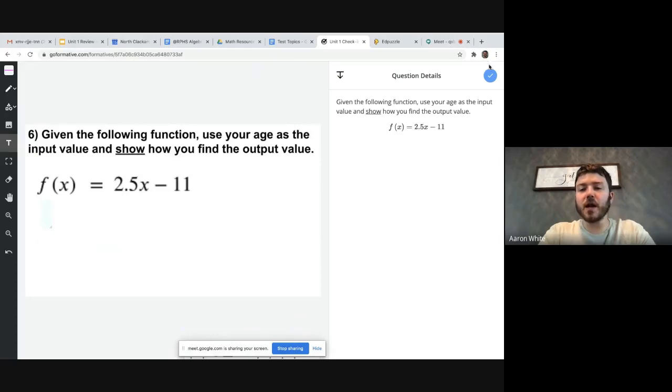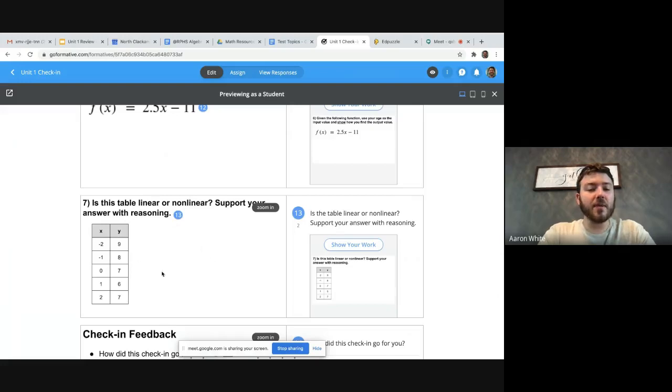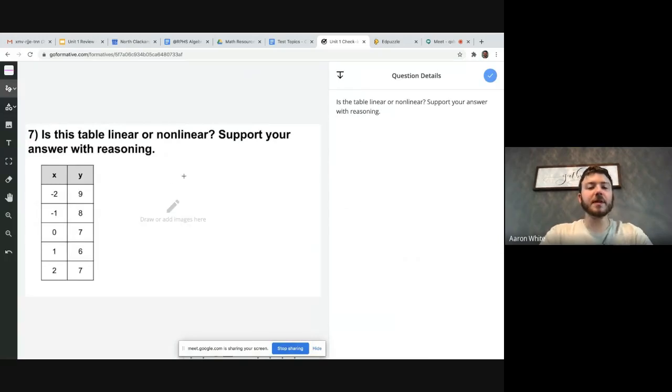All right, last but not least for our video here, we're going to talk about number 7. That was trying to determine, is this table linear or nonlinear? Let's go ahead and take a look. Some people said this is a function or this is not a function. That's not what the question is asking you, because functions can be linear or nonlinear. We're asking you if this table represents a relationship that is linear or nonlinear.